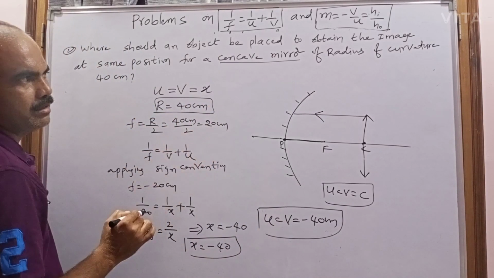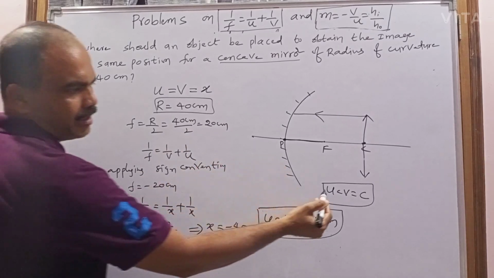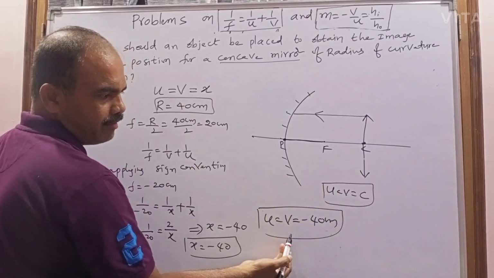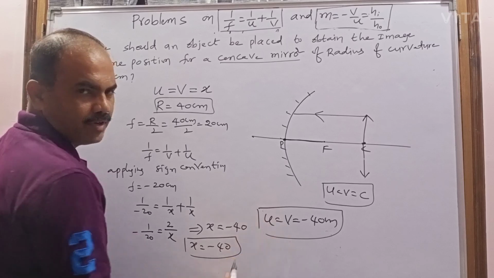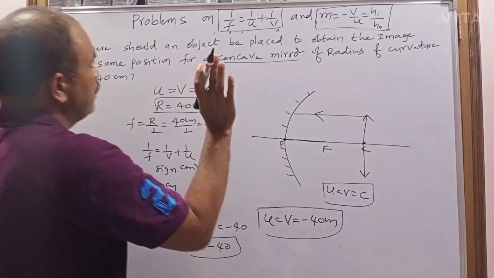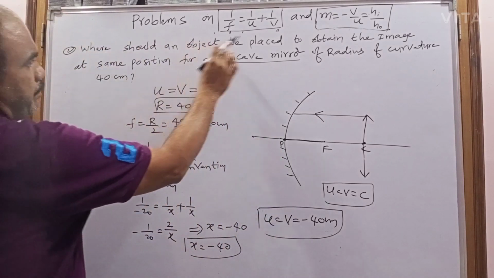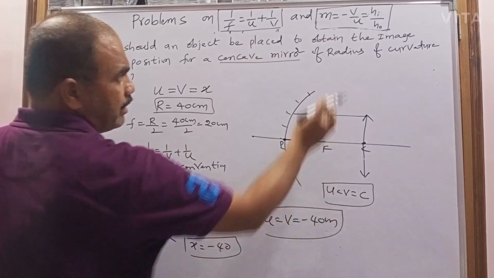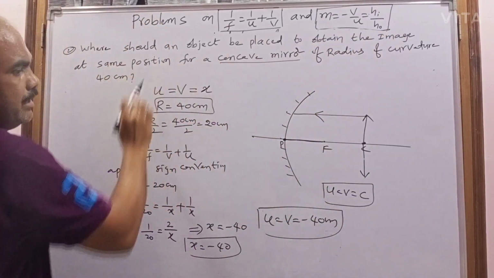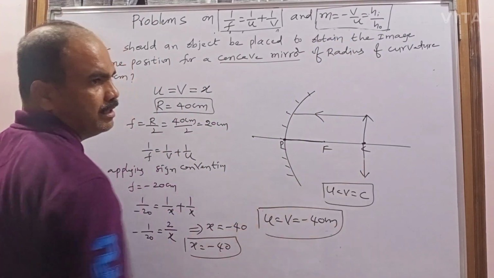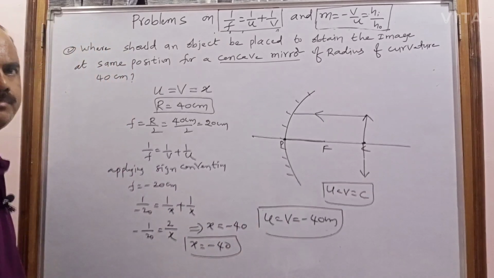Is it correct or not? We guessed the object should be kept at C. Now we already got that the u distance and v distance are the same. And where should the object be placed? At 40 centimeter. Then again the image is formed at the same position. So this is the second problem.